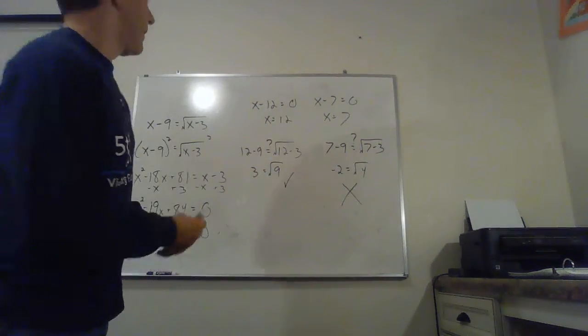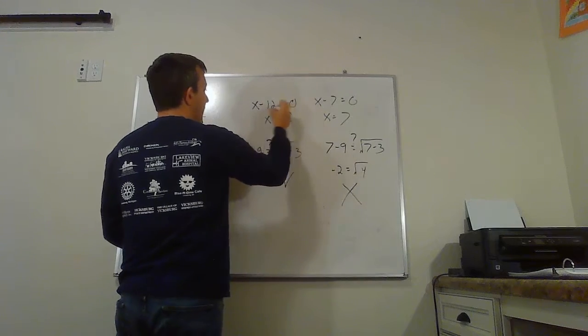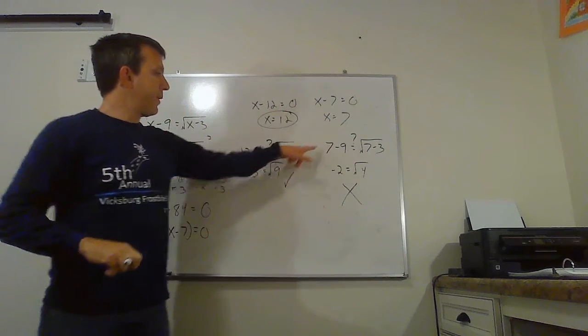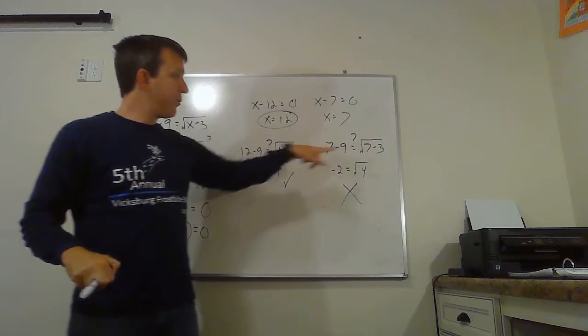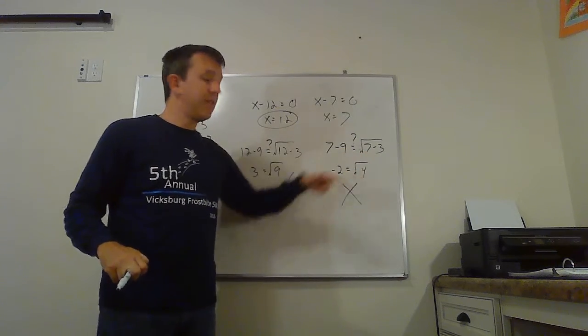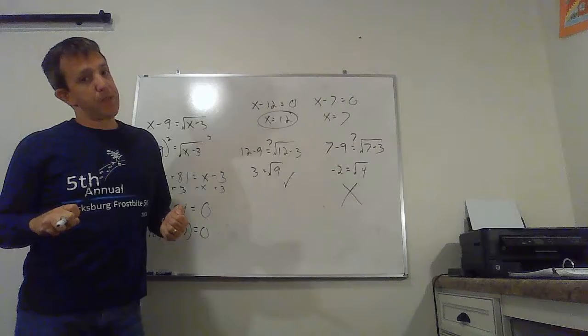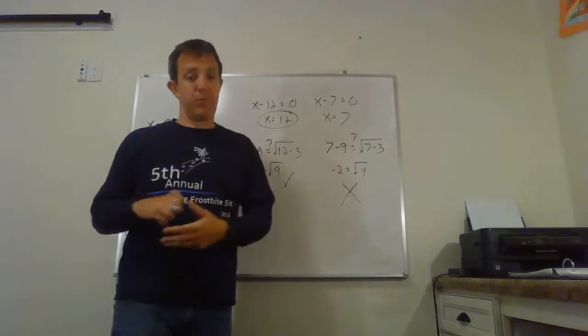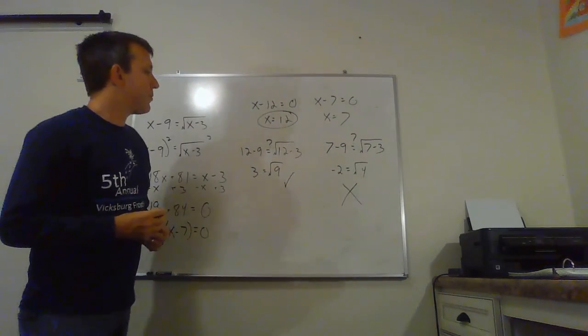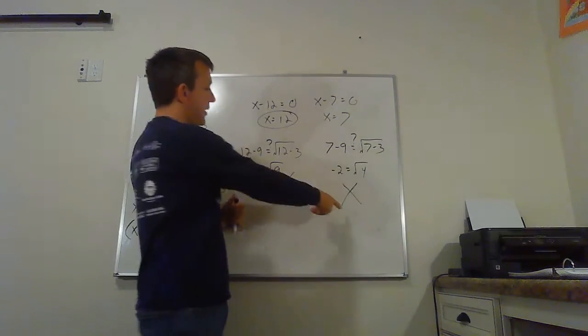However, on the other side, with that 7, we're going to have a problem. 7 minus 9 is negative 2, and when I take the square root of 7 minus 3, I get the square root of 4. The square root of 4 is 2, but it's not negative 2. Right? This is the positive square root we're looking at here. So those are not the same. That's why I had this x here.